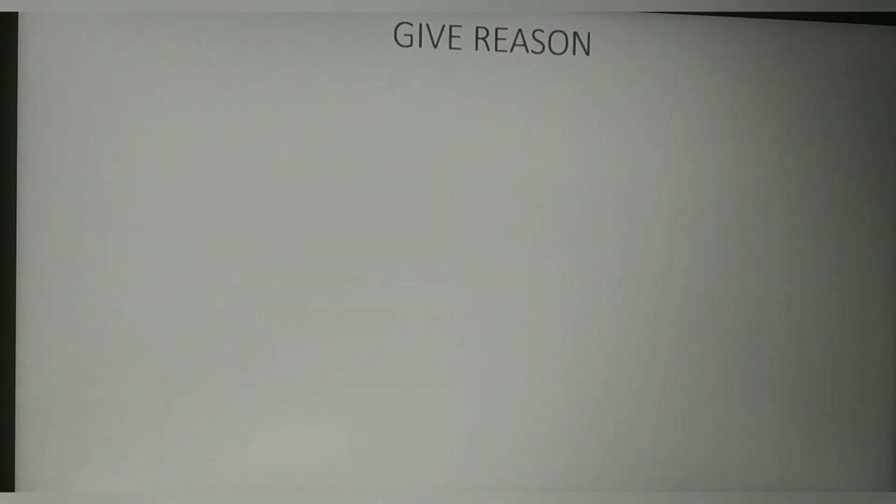Then give reason type questions. Like begets like. It means that young ones look like their parents. What is the reason? Because of heredity. That is, because of the transmission of characters from parents to offsprings.